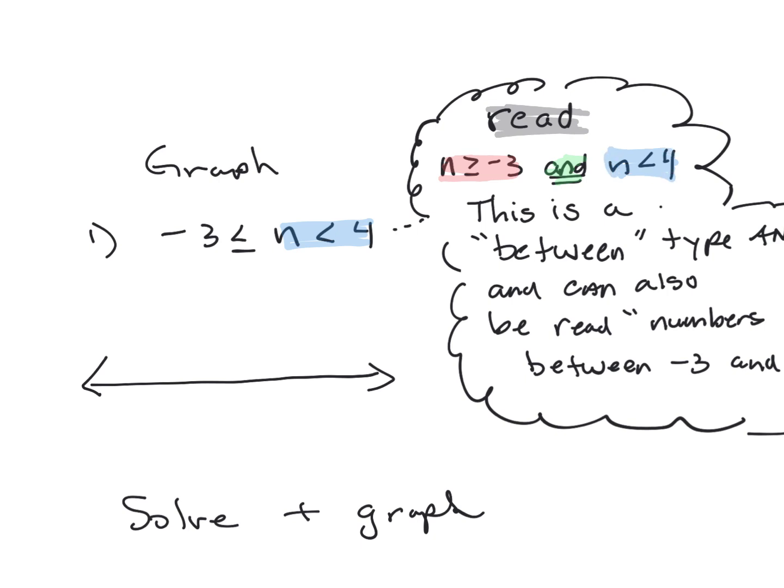And then if you read it Hebrew style, backwards, going the other direction, remember Hebrew is where they read it going this direction. So that's all N is greater than or equal to -3, and also N is less than 4. So that's how you would read that sentence. And you can also read that as a between sentence. So let me go back and rewrite that.